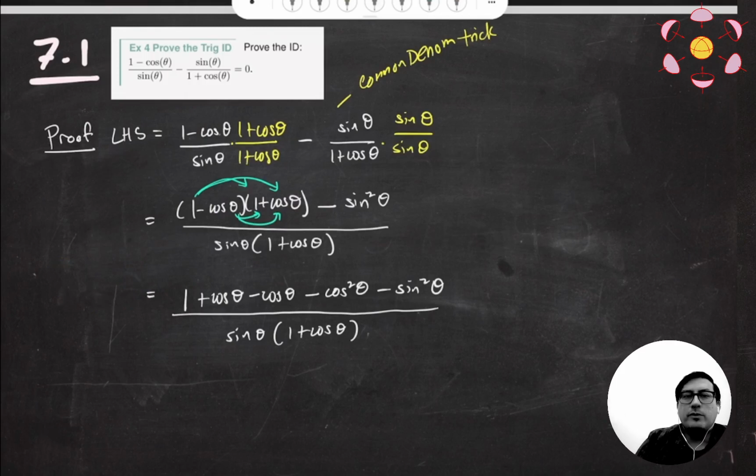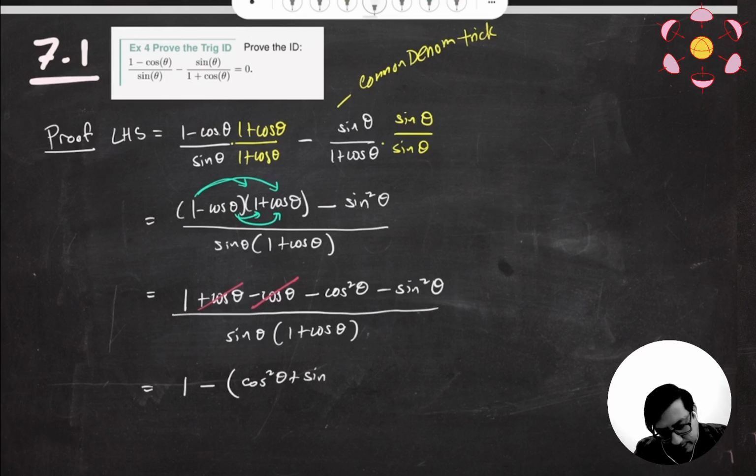Okay, so from here, I hope you see that we've got some nice cancellation. We've got plus cosine theta, minus cosine theta, those disappear. We also have minus cosine squared theta minus sine squared theta. I hope you have alarm bells going off in your head and you're just dying to use the most important theorem in all of mathematics. But I'm going to make you hold your excitement for just a second. Let's factor out that minus sign and write it as cosine squared theta plus sine squared theta divided by sine theta times 1 plus cosine theta.